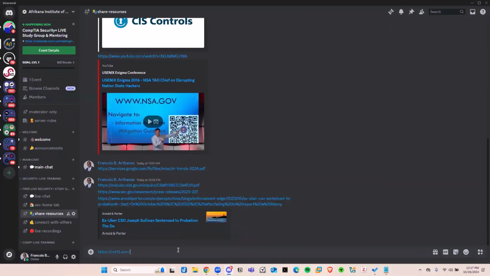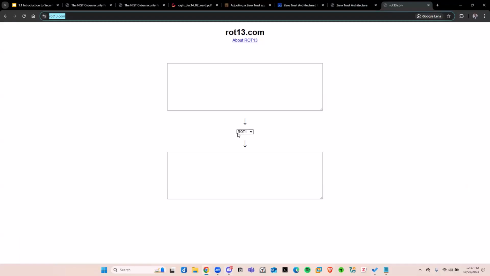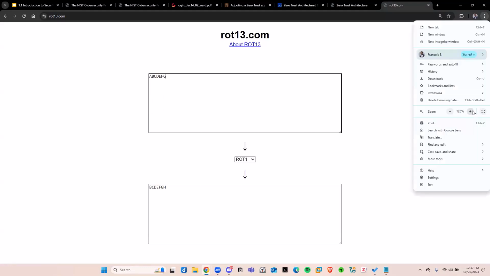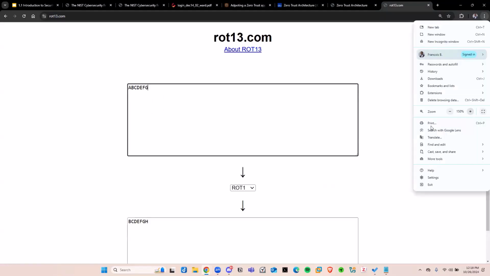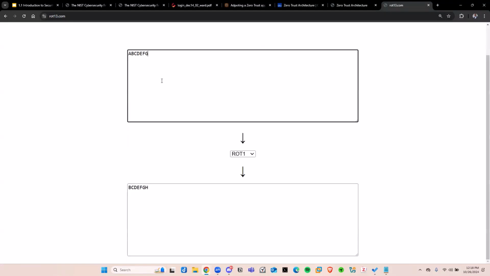And right now, I'm saying, hey, I want to use ROT1, which means I want to substitute one letter, right? So if I were to say A, B, C, D, E, F, G, right now, can you all see this, or is this too small? A little bit bigger here for you. You can see it. Great.